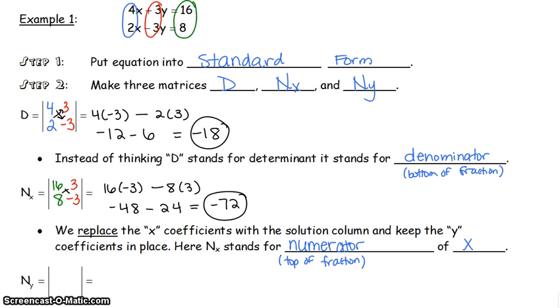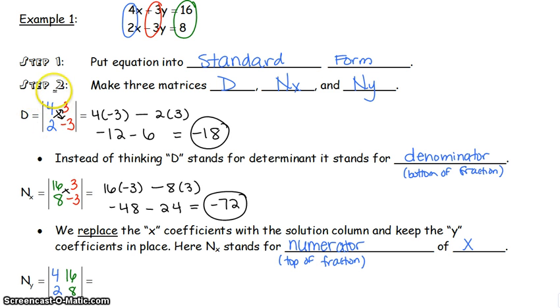And we have one matrix left, and that is our n sub y. So if you thought n sub x was replace x, n sub y is replacing our y's. We always refer back to our D matrix, so the x's are going to stay where they were, the 4, 2. But instead of having those y's there, we're going to replace the y's with the solution set of 16, 8.